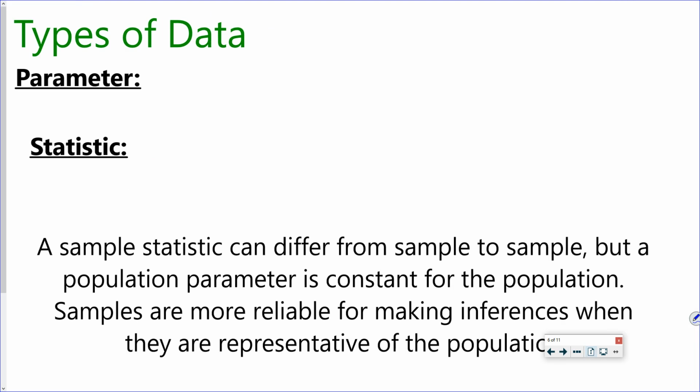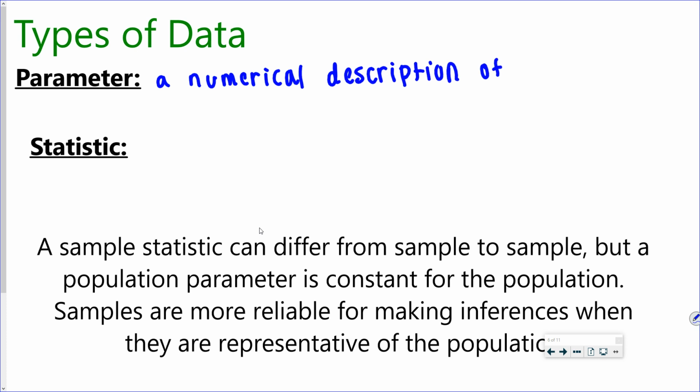Okay. Some more vocab. We have two types of data, parameter and a statistic. So a parameter, and this is what your ALEKS assignment is going to be, defining the difference between a parameter and a statistic type of data. So it's still a numerical description of a population characteristic. There's the difference right there.